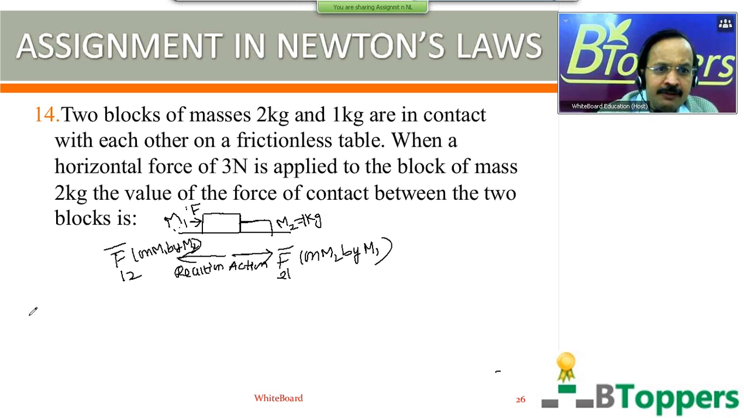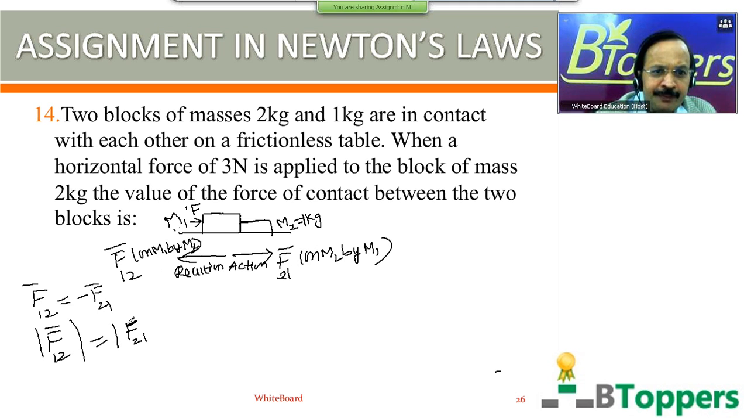But these action-reaction forces are equal in magnitude but oppositely directed. So if you write in vector form, F bar 1, 2 is negative of F bar 2, 1. But if you consider the modulus, the magnitude of F bar 1, 2 is same as magnitude of F bar 2, 1. Let F dash denote the magnitude of the contact force between the two blocks. That means the magnitude of force on M2 by M1 is F dash. The magnitude of reaction force on M1 by M2 is also equal to F dash.